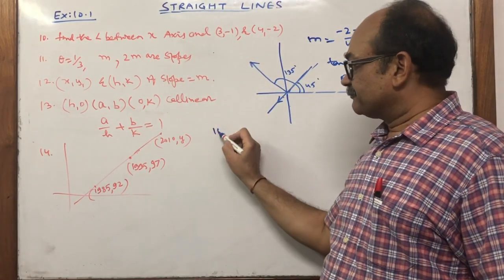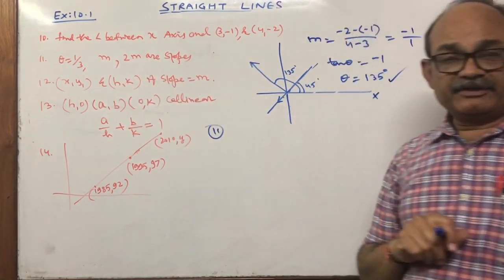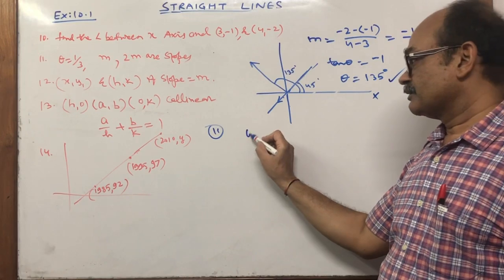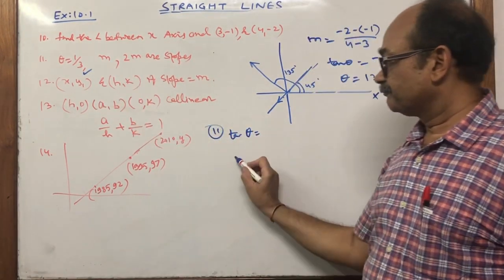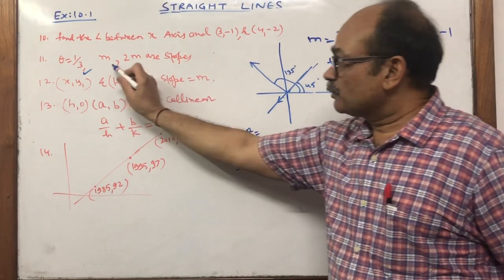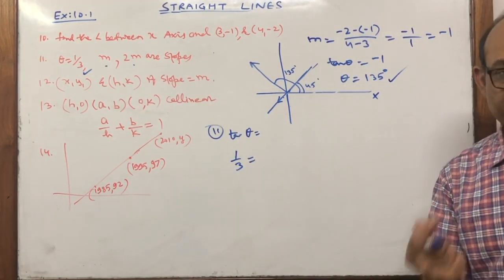Next is 11th. Angle between the two lines is given, 130, and the slopes are 2 times of that.